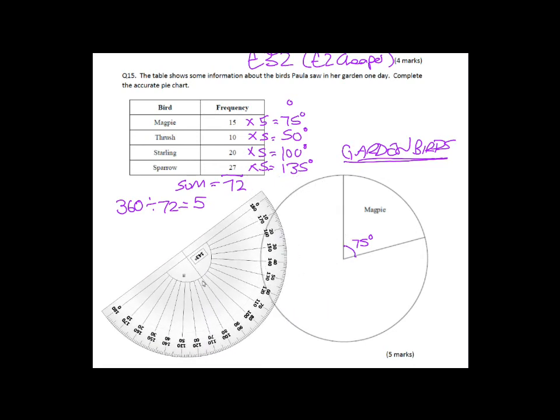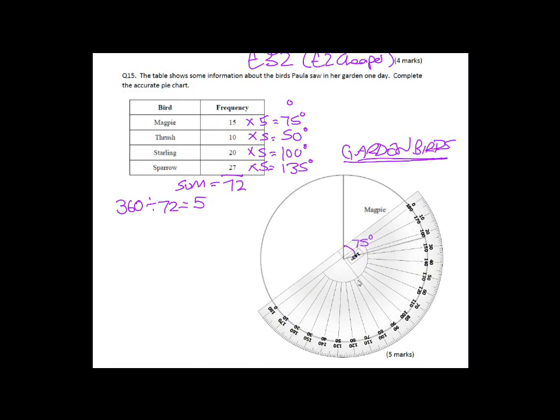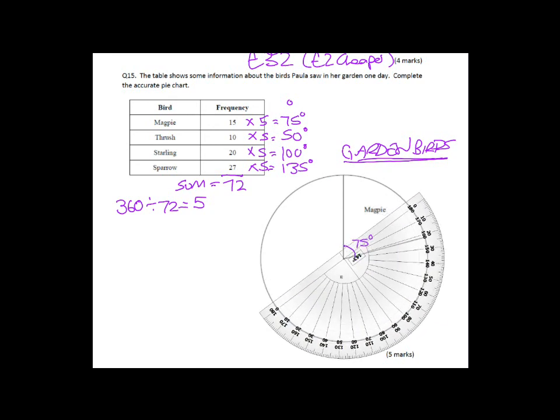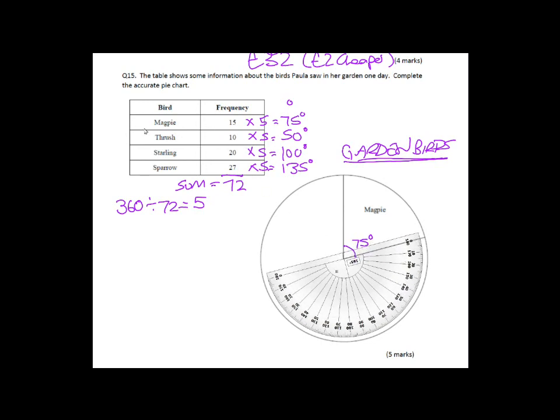Using a protractor, place the crosshairs at the center of the circle. Move the 0 reference in line with the last line that was drawn for the magpie. So move the protractor round so that the 0 line on the protractor lines up with the last line drawn for the magpie. So now we're going to plot the thrush, which is 50 degrees. So on the outside scale, go around to 50 and place a little marker.